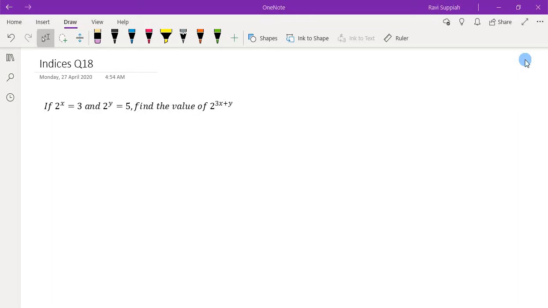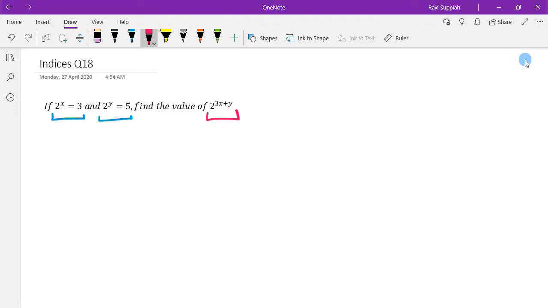Hi, in this question, we are given that 2 to the power of x equals 3, 2 to the power of y equals 5, and we are supposed to find the value of 2 to the power of 3x plus y. Alright, so how do we go about doing this?